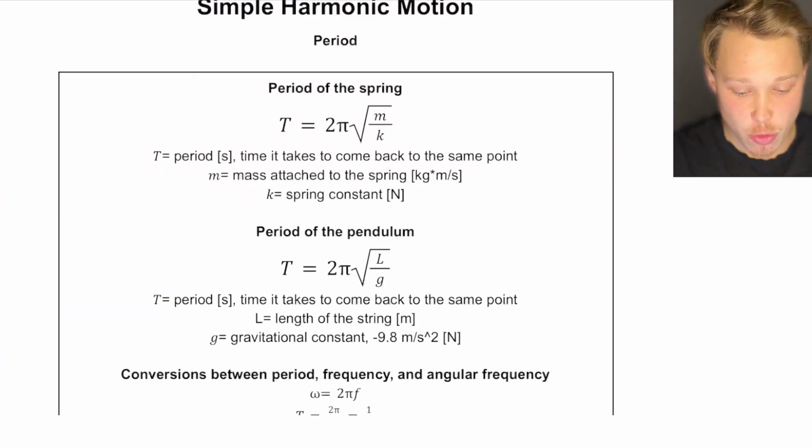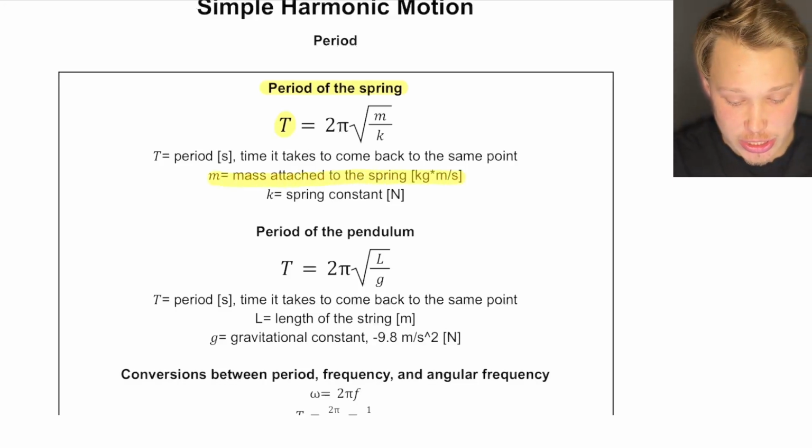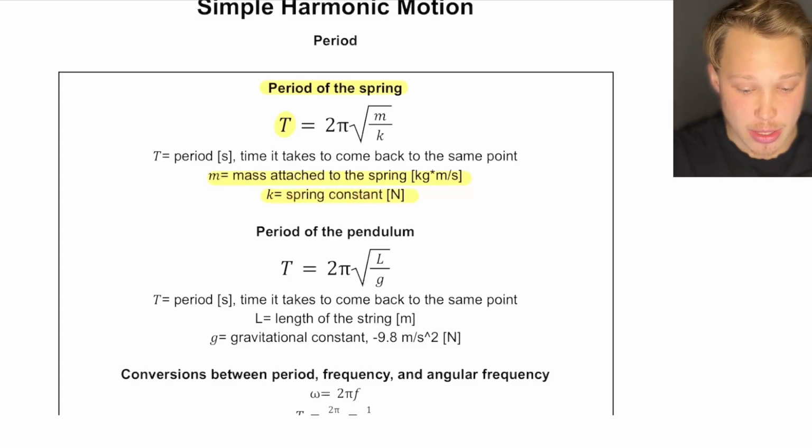Firstly, we have the equation for the period of the spring. Period T is equal to 2 pi times the square root of the mass that is attached to the spring divided by k, which is the spring constant. Pretty straightforward. All of these variables we have seen before. So, not surprisingly, the period of the spring depends on the stiffness of the spring, k, and the mass that is being attached to it.